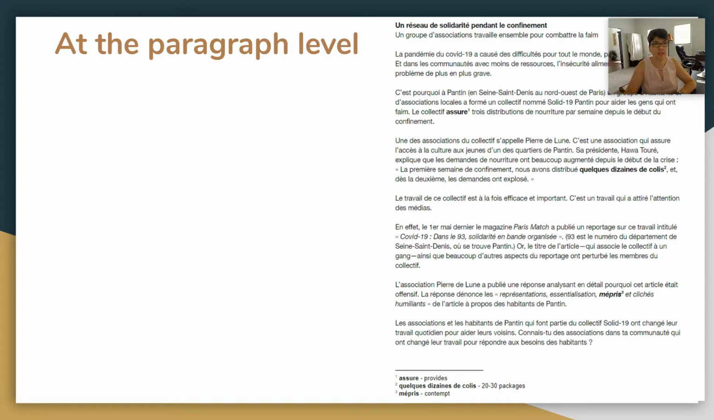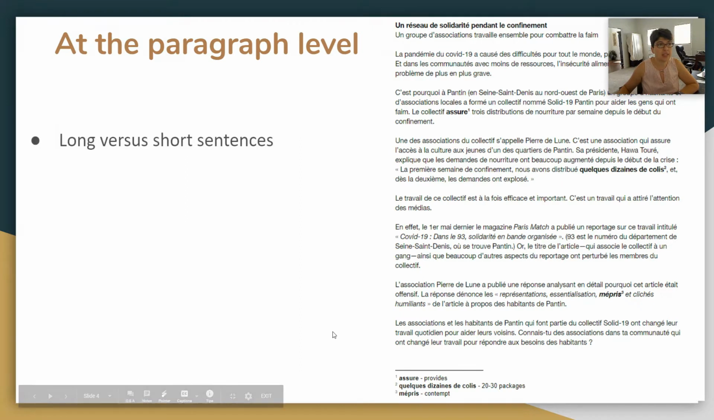At a glance, I can see that the author has chosen to use rather long sentences. So for example, here's a short sentence. Une des associations du collectif s'appelle Pierre de Lune. Short. But overall, in the whole article, you probably have noticed that most of the sentences are actually quite long. L'association Pierre de Lune a publié une réponse analysant en détail pourquoi cet article était offensif. That's a much longer sentence.